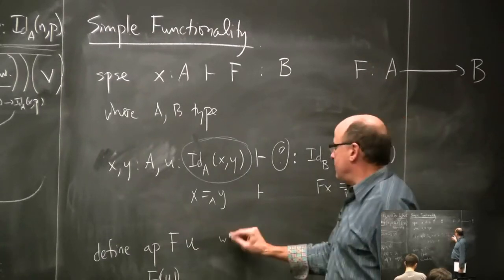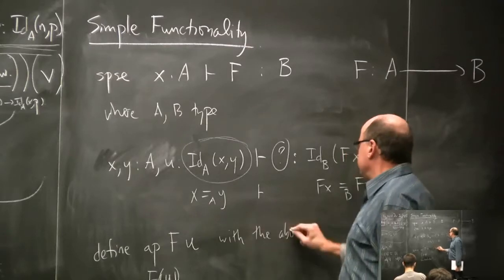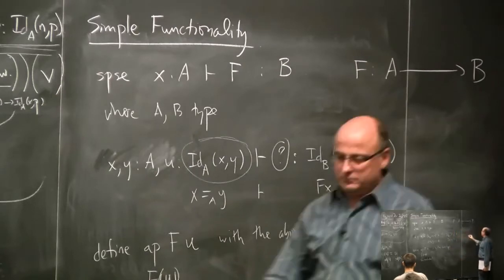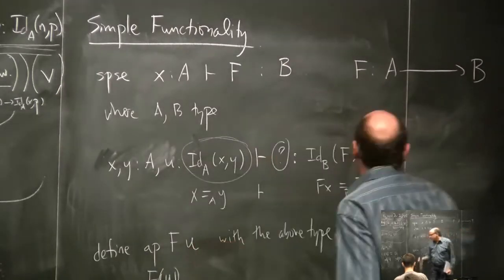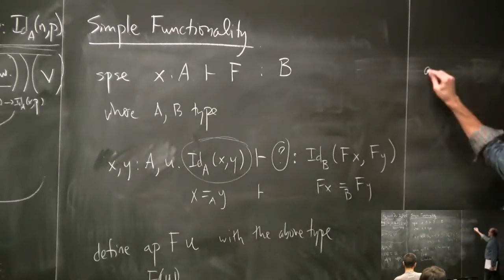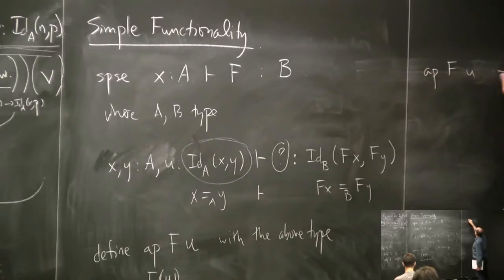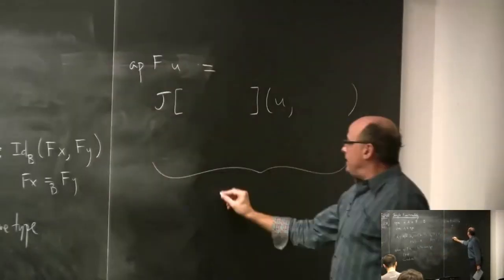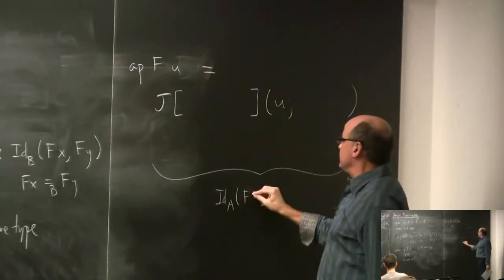So I want to define app f u, which has the above type. Okay, so what is app f u going to be? Well, the only thing I can do is define app f u by some sort of path induction on u. It's the only thing I've got, the only game in town. And so what is the type of u? The u is id_A x y. I want this whole thing to be a path that is a proof of id_A.